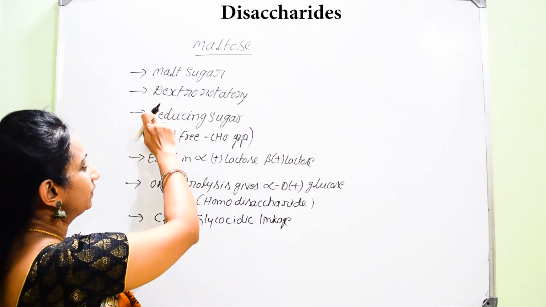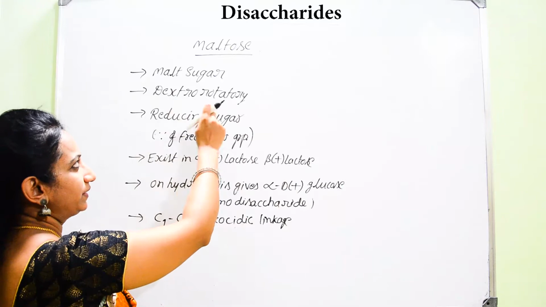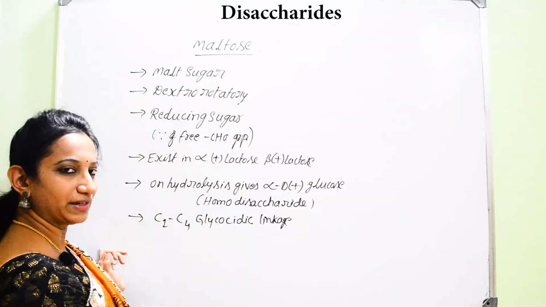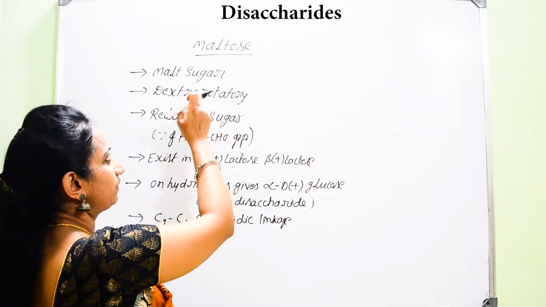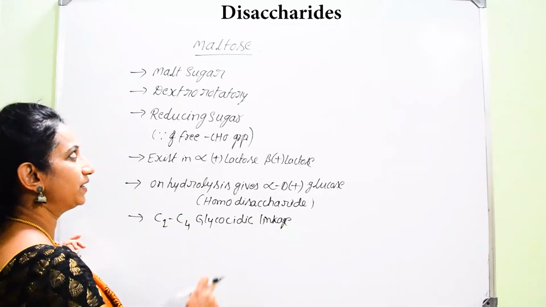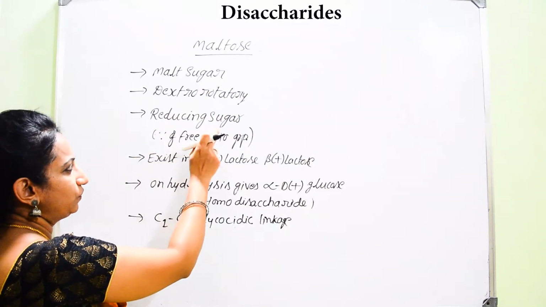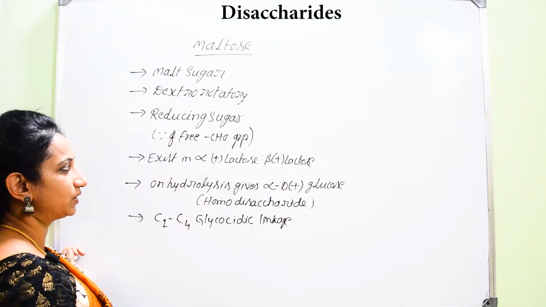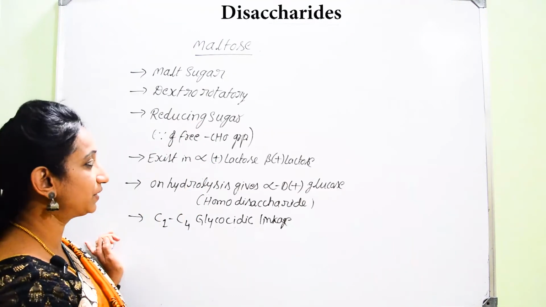You can also call it dextrorotatory. It can rotate the plane polarized light towards the right hand side, hence its specific rotation has a positive value, and it is named dextrorotatory. It is dextrose sugar. Now if you go for the reducing property of this sugar, it can be called a reducing sugar. Why can it be called a reducing sugar?